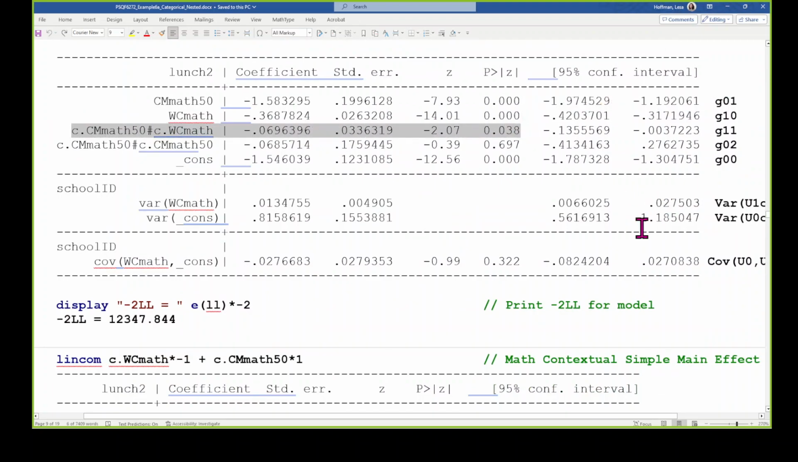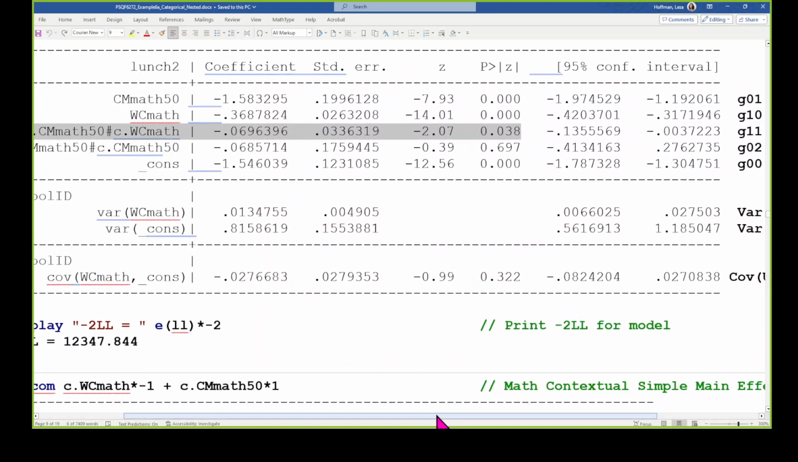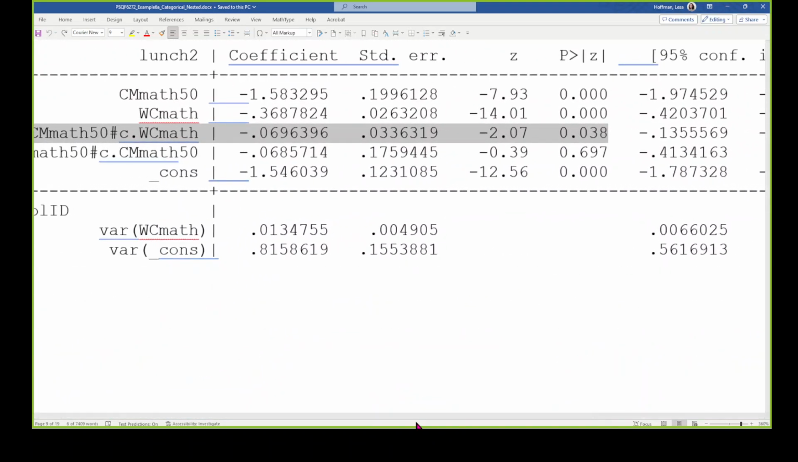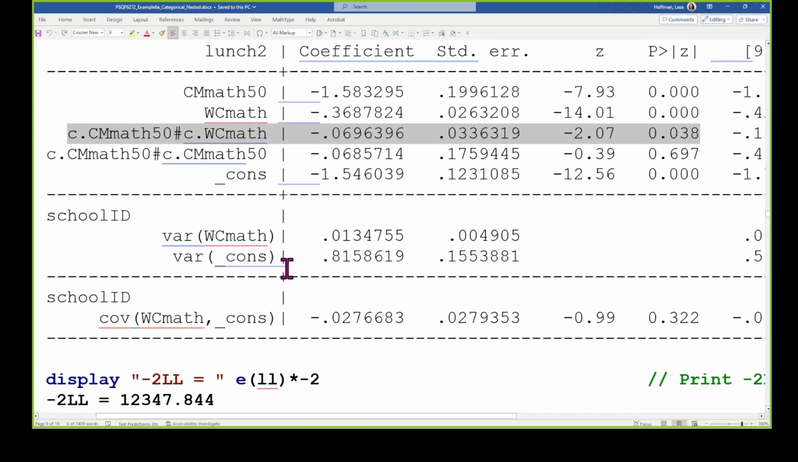Look at what we got, significant cross-level interaction. Okay, what kind is it? Make this as big as possible so we can see the numbers. Okay, so this within school math slope, that is now specific to two things. What are they?